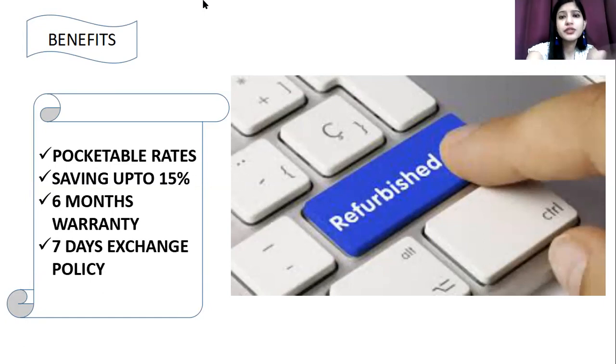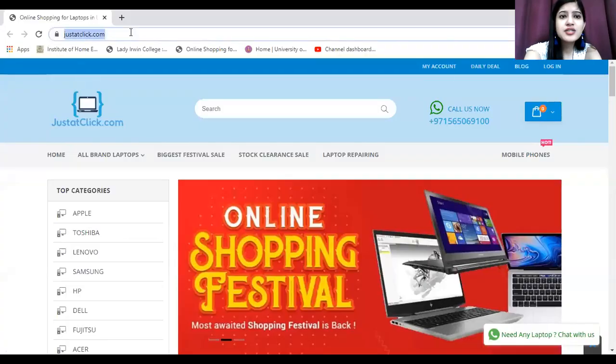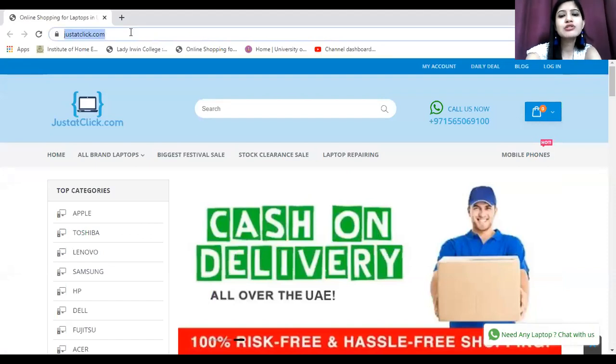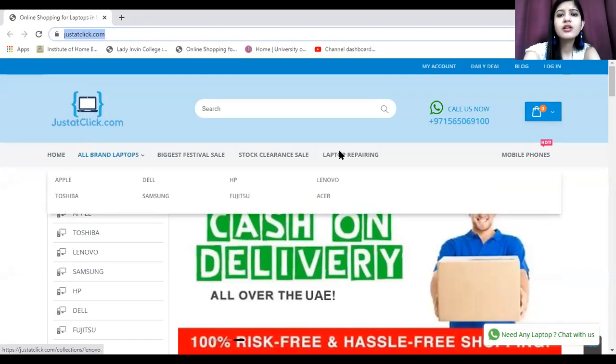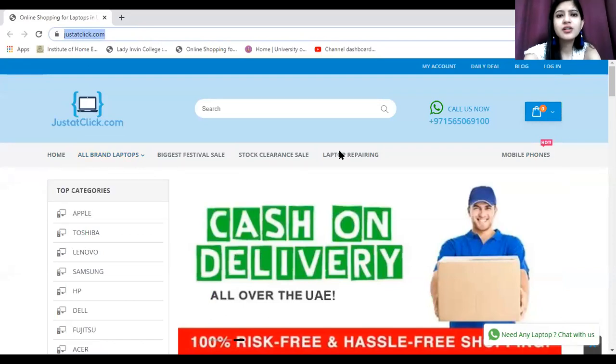So these are a few benefits, and let us visit the site back to check whether it is offering them or not. So we were at justatclick.com, and here we are going to see what all these specifications are. You get a category of all brand laptops where you get to see a list of brands which offer you great laptops. You get to see a search icon as well as a helpline number. Along with that, COD is also available.